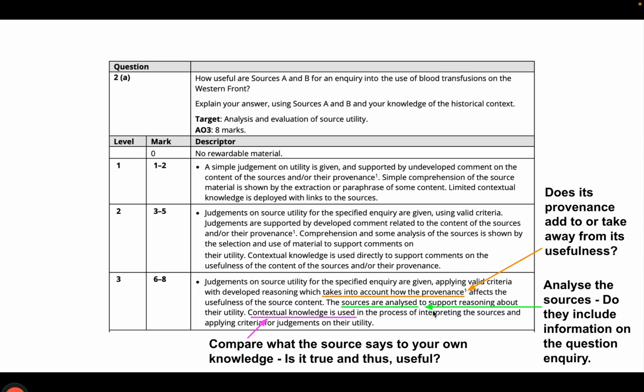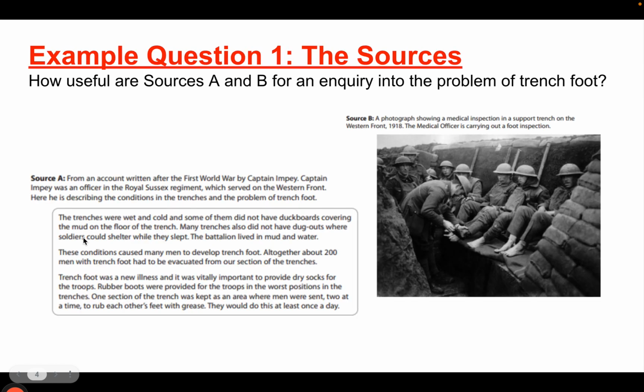And the provenance, what exactly provenance is, if you're not sure about that word, I'll go into that in just a short while. And most importantly, every single section, the orange, the green, the purple, they all need to link back to judgments on sources' utility. You need to say if this makes the source more useful or less useful. So the sources we're going to look at for the question are: how useful are sources A and B for an inquiry into the problem of trench foot.